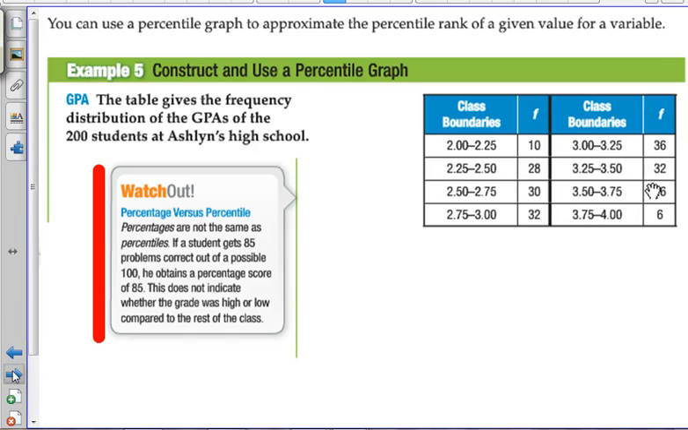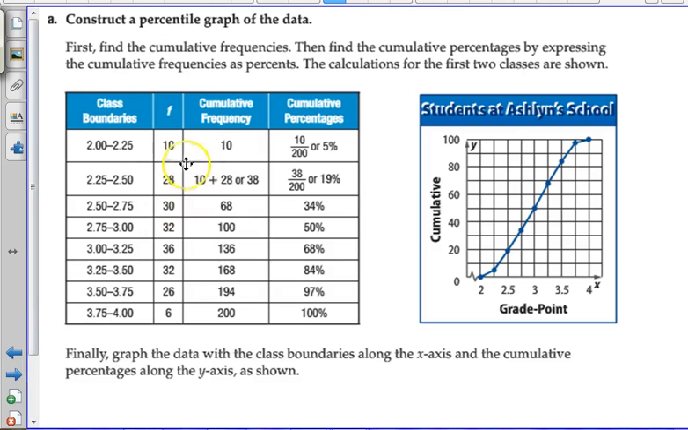So this question, guys, real fast. Percentages are not the same as percentiles. If a student gets 85 problems correct, it's an 85%. It doesn't compare high or low compared to the rest of the class. So they took the GPAs and they broke them into little groups. Everybody who had 2 to 2.25, there was 10 people in that category at Ashland's School of 200 students. So these were their GPAs. Then the first 10 had this. Then the next 28 had from a 2.25 to 2.5, so a total of 38 students.